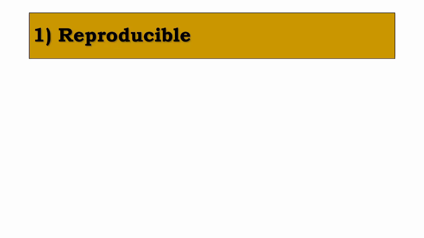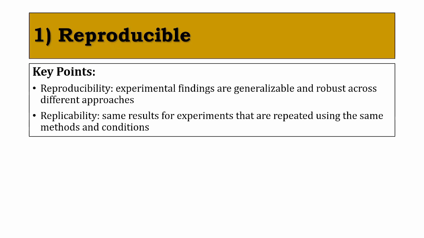The first characteristic here is reproducible. So gold standard science is reproducible. The key point, I think, from this is the definitions of reproducibility and replicability, which are slightly different. Reproducibility means that experimental findings are generalizable and robust across different approaches. So you can use different systems, use different methods approaching this issue and get the same general result. So it's robust. It's not just very finicky to one experiment type.